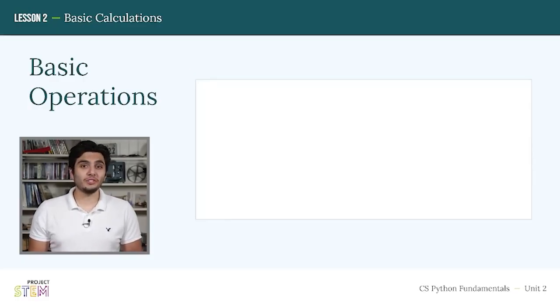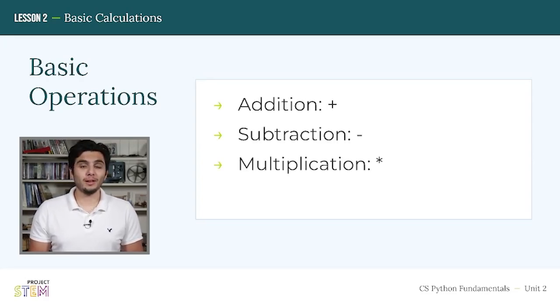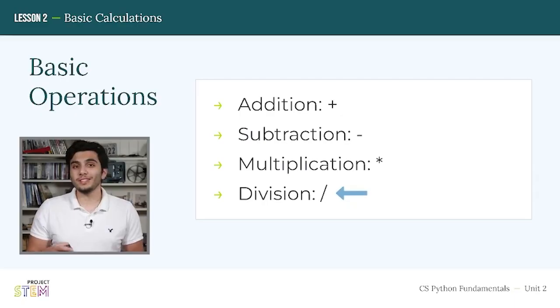The basic operations are pretty much what you're used to from math classes. We have addition, which we've seen. We can subtract, we can multiply, and we can do division. The operators for addition and subtraction you know already, but you might not be familiar with the multiplication and division operators. There's no division symbol on the keyboard, so we use the slash, the one on the same key as the question mark on your keyboard.